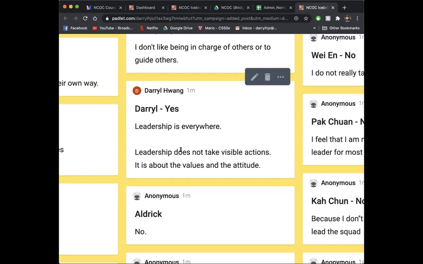I don't think I was a born leader. I think it was developed in me over time. I think leadership does not take visible actions, or rather, you don't do things to show that you're a leader, but rather, whatever you do shows that you're a leader. It's about your value and your attitude of how you face life and how you approach things. It's about the foundations of your behavior and the foundations of your actions. And I hope that this is something that you all will take away as you continue to grow and develop in St. John.